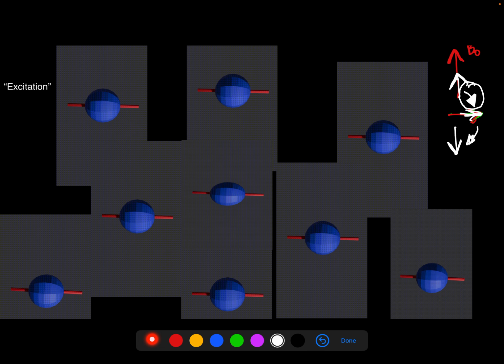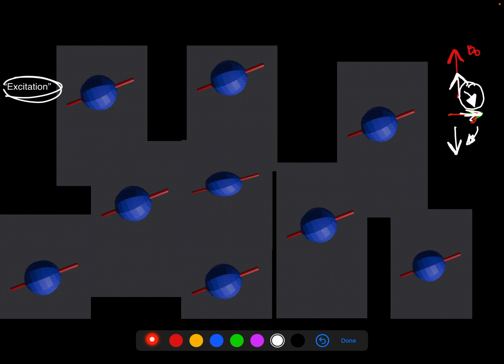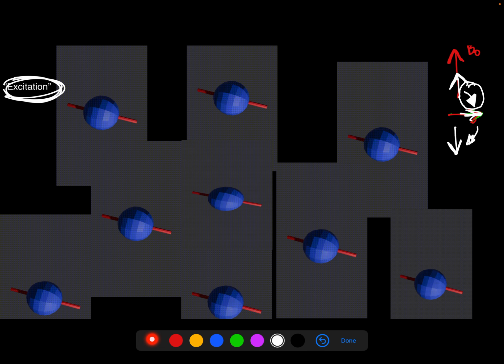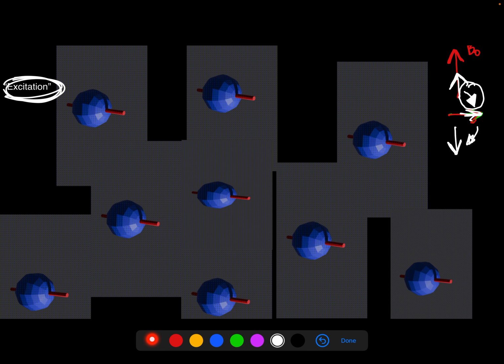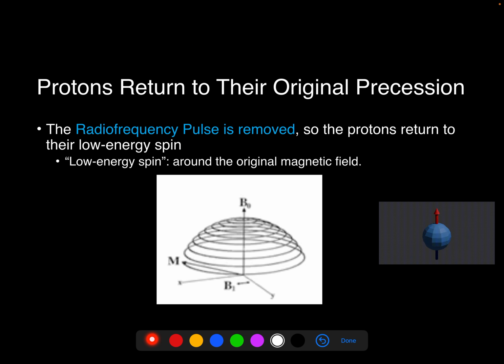And that is why this process of hitting them with the radio frequency pulse is called excitation. So we excite the protons using the radio frequency pulse. Once the protons have become out of alignment and the radio frequency pulse is removed, the protons return to their low energy spin, their low energy state, which again was pointing in the direction of B0.